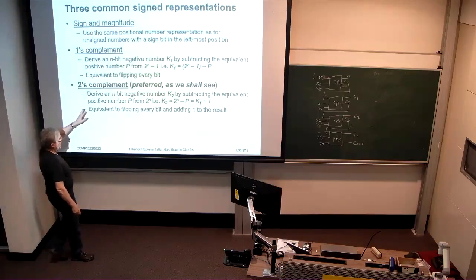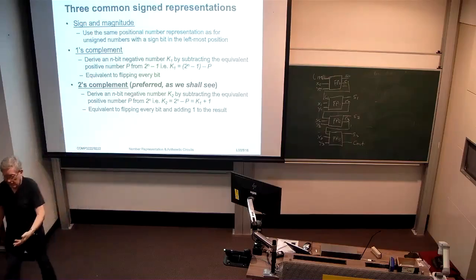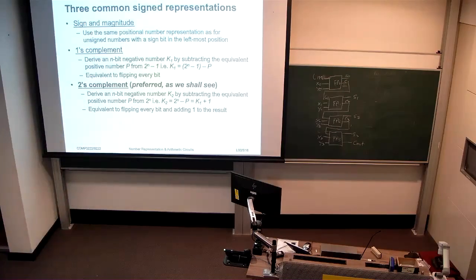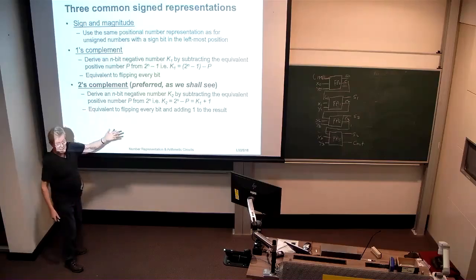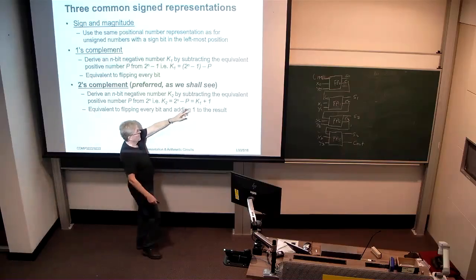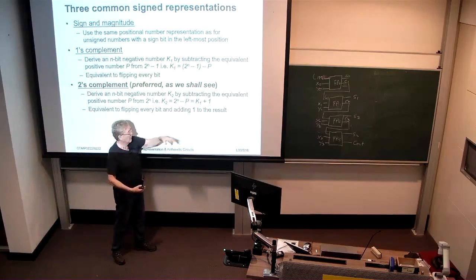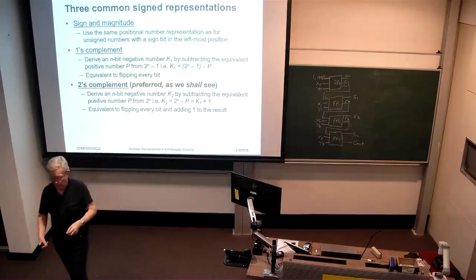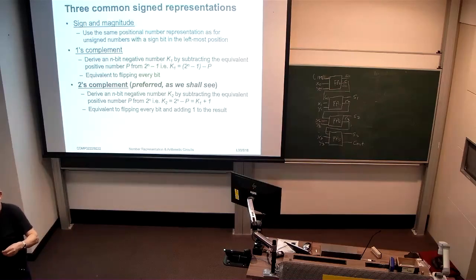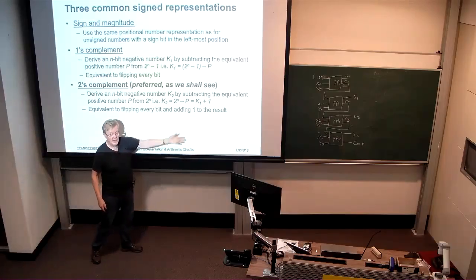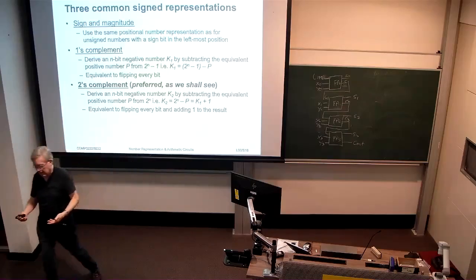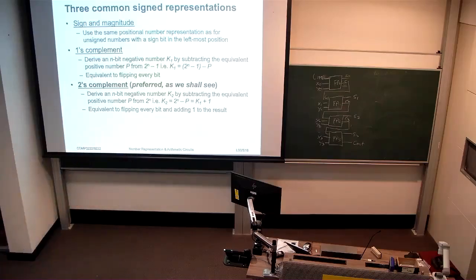Then there's 2's complement, and this is the one that we'll be using and is most commonly used. We'll see why in a moment. It's essentially the same as the 1's complement with 1 added to it. So it's 1's complement plus 1. So instead of subtracting the positive value from 2 to the n minus 1, we're subtracting it from 2 to the n. So it's a bit like subtracting a 3-bit number from a 4-bit 1000 value. So it's equivalent to flipping every bit and then adding 1 to the result, which could of course be quite complicated if there's a long string of 1s.